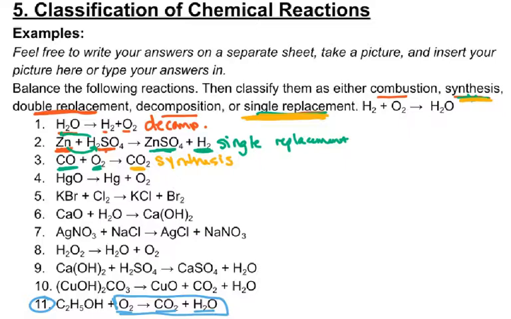Double replacement has 2 compounds. So here I have double replacement. The Cl and the NO3 are replacing each other. So here I have AgCl because the Cl came and bonded with the Ag. The NO3 got kicked out and is now bonded to the Na. So they switched partners. That is double replacement.